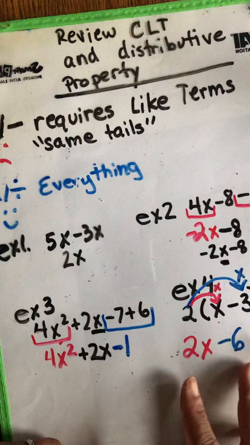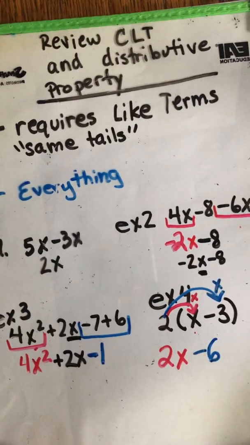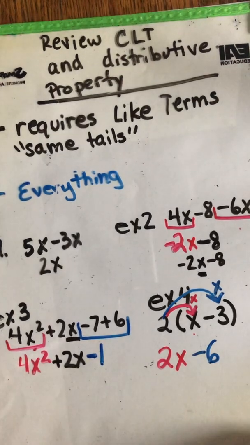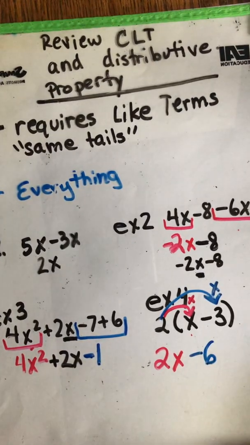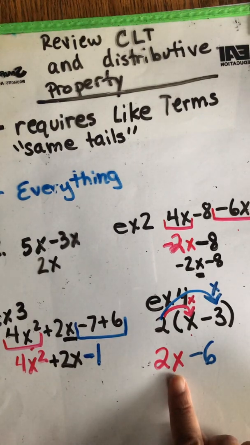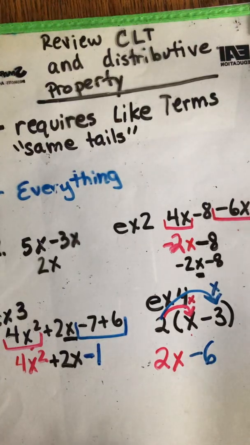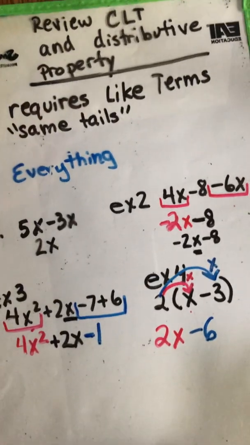And then ask yourself, can I put together the 2x and the minus 6? You cannot put together the 2x minus 6 because they're not like terms. In order to add or subtract these, to combine them, they need to have the same exact ending, and they do not. Our next one.